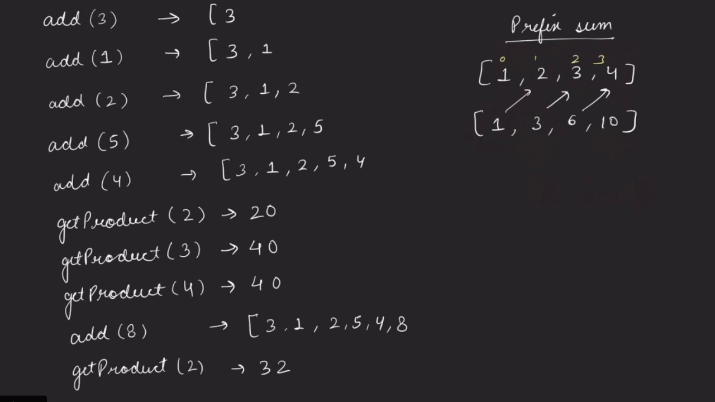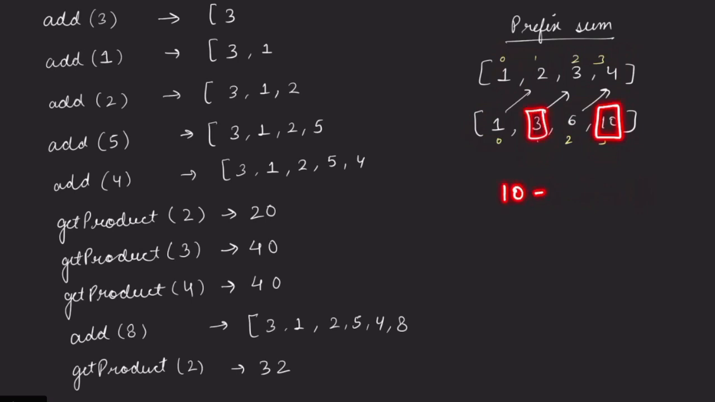And the indices are 0, 1, 2, 3. Now if someone asks me what is the sum of the last two elements in this array, I want to find the sum of these two elements, right? So what we do is take this index value and go two indices towards the left, to this particular index, right? So we subtract this and this.